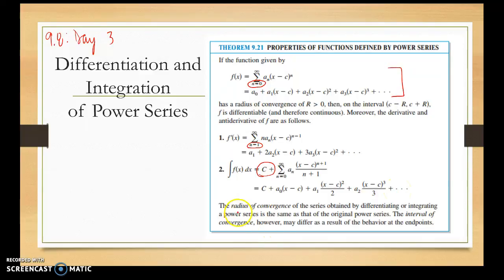Now the importance of this is that the radius of convergence of both the derivative and the antiderivative is the same as the original power series. So R is going to be the same. The interval, however, will differ because we'll have to check the endpoints in different functions. So if we know the radius and the interval, that's very important, and then it's really just an endpoint test into what the derivative or the antiderivative would be. Okay, so that's where we'll start.